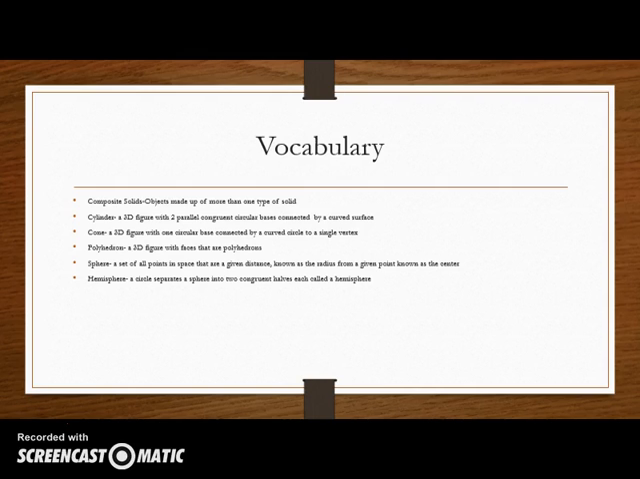Vocabulary. Composite solids: objects made up of more than one type of solid. Cylinder: a 3D figure with two parallel congruent circular bases connected by a curved surface. Cone: a 3D figure with one circular base connected by a curved surface to a single vertex. Polyhedron: a 3D figure with faces that are polygons. Sphere: a set of all points in space that are a given distance, known as the radius, from a given point, known as the center.